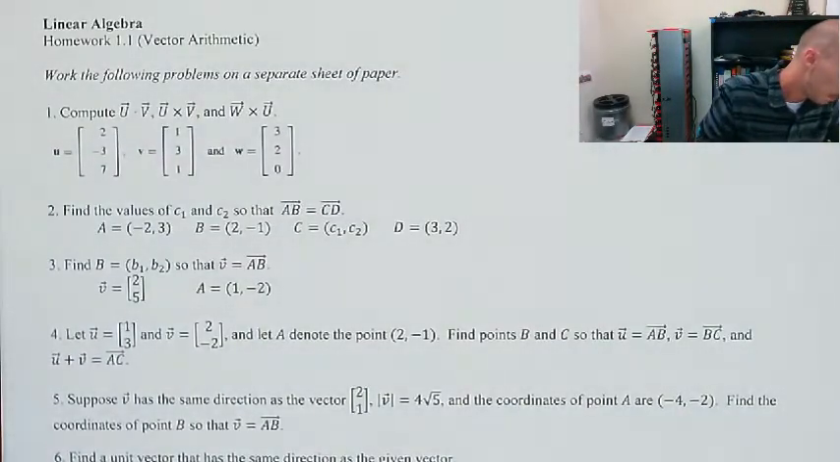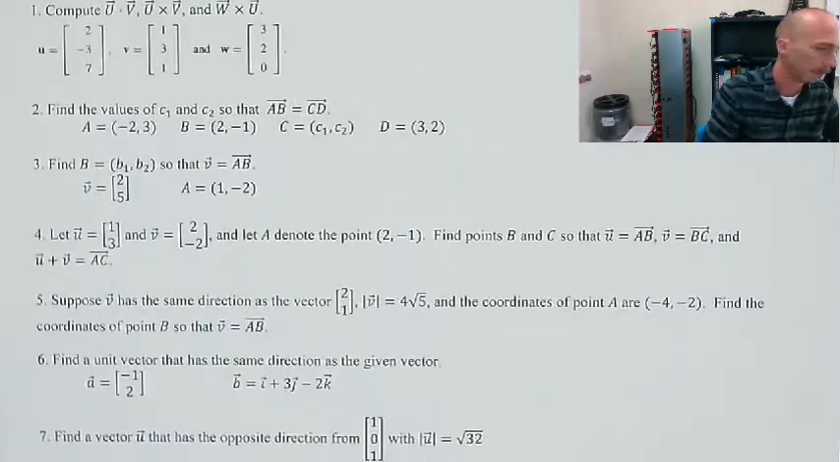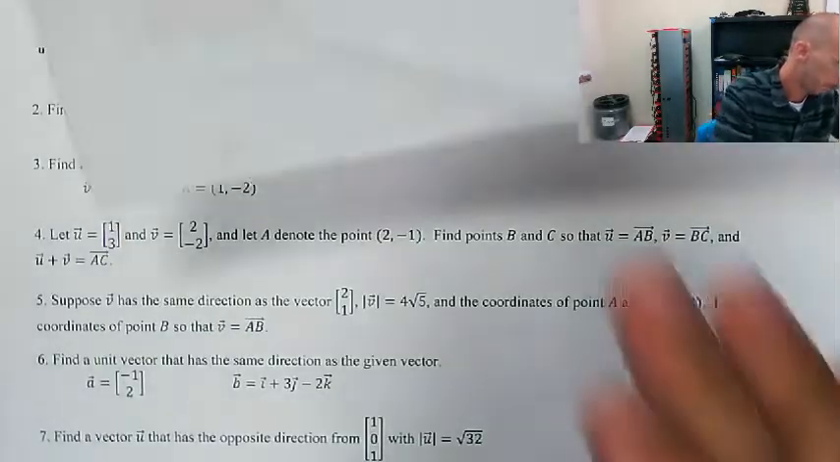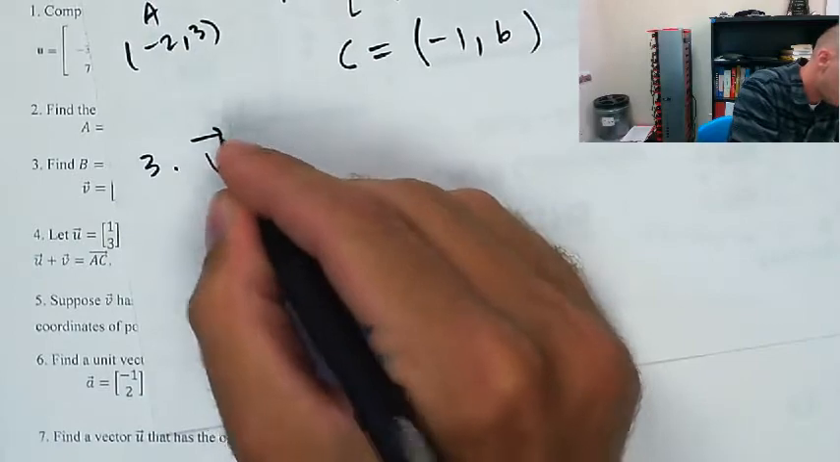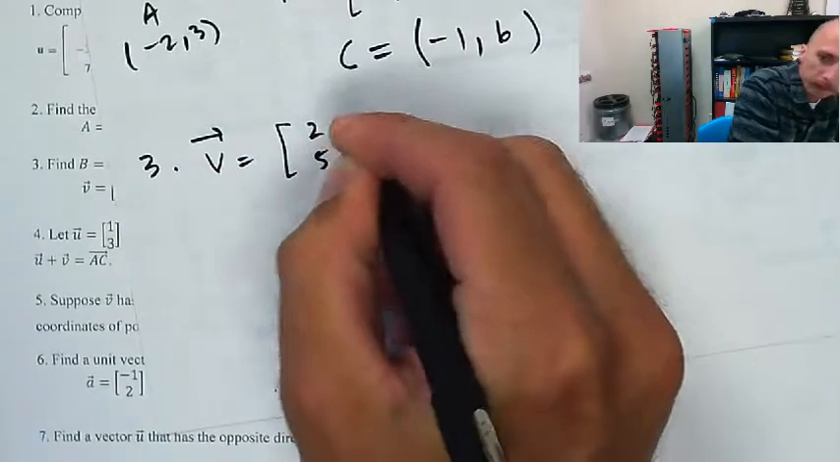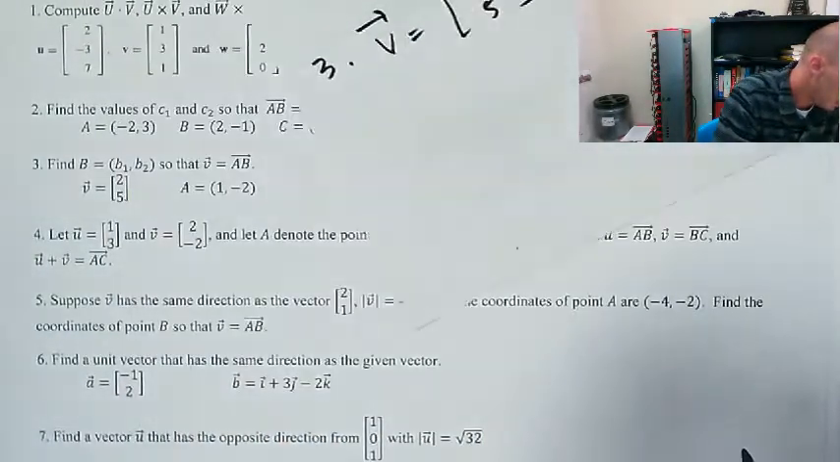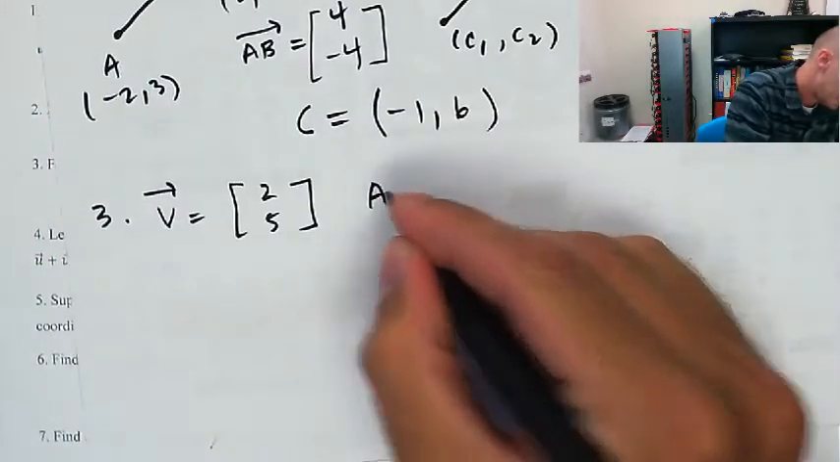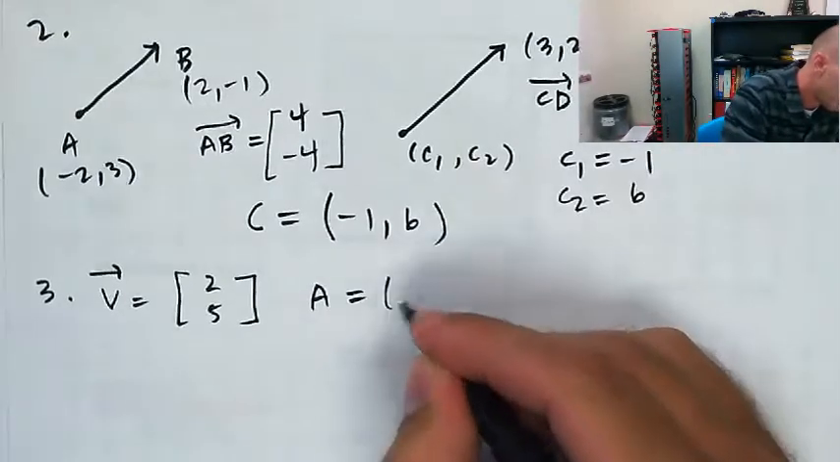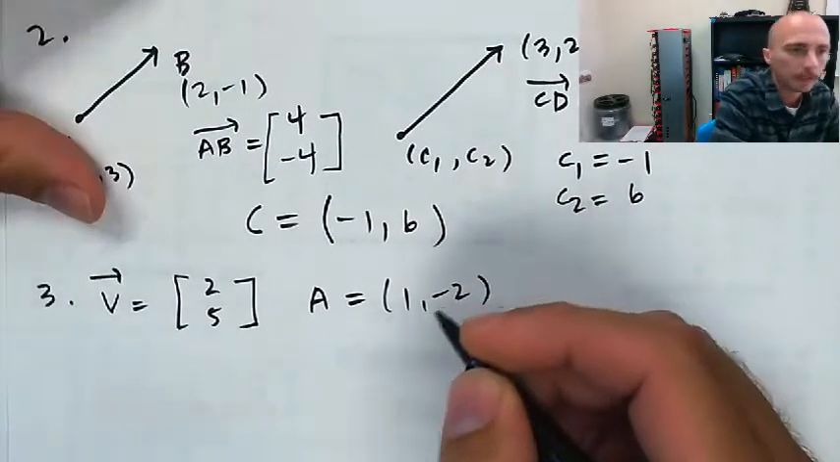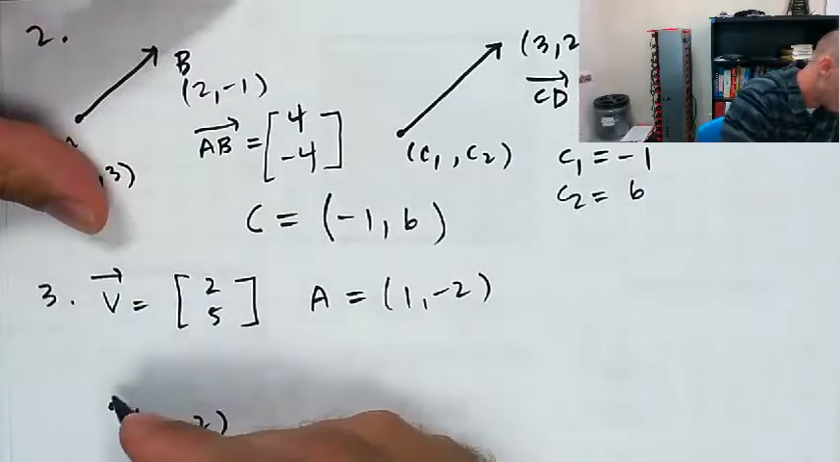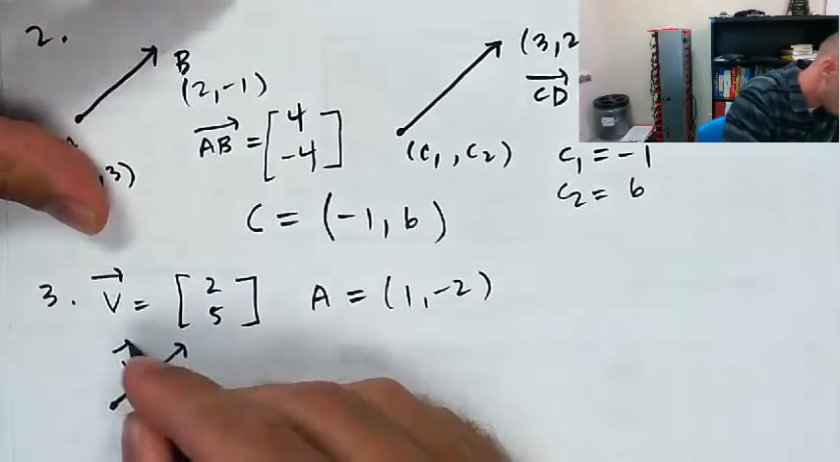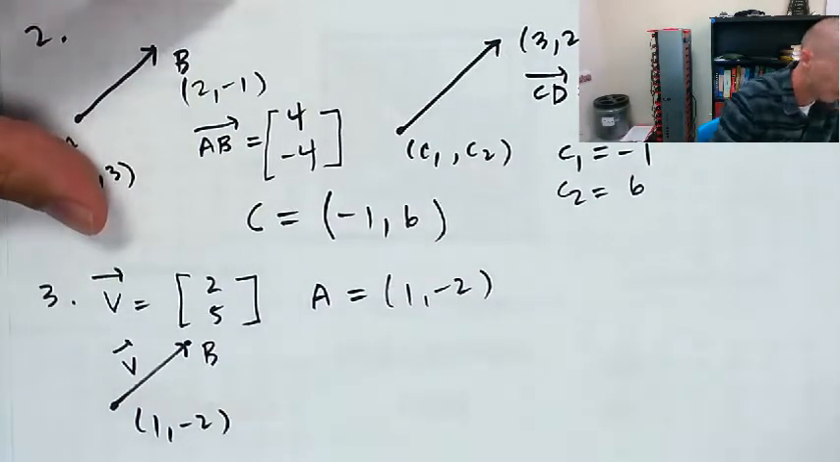All right, find B equals (b1, b2) so that v is AB. I think I'm going to just draw a very similar picture here. v equals 2, 5. And A is 1, negative 2. And so we need to find a B. So we've got here 1, negative 2. We've got v. And so that will be B right there.